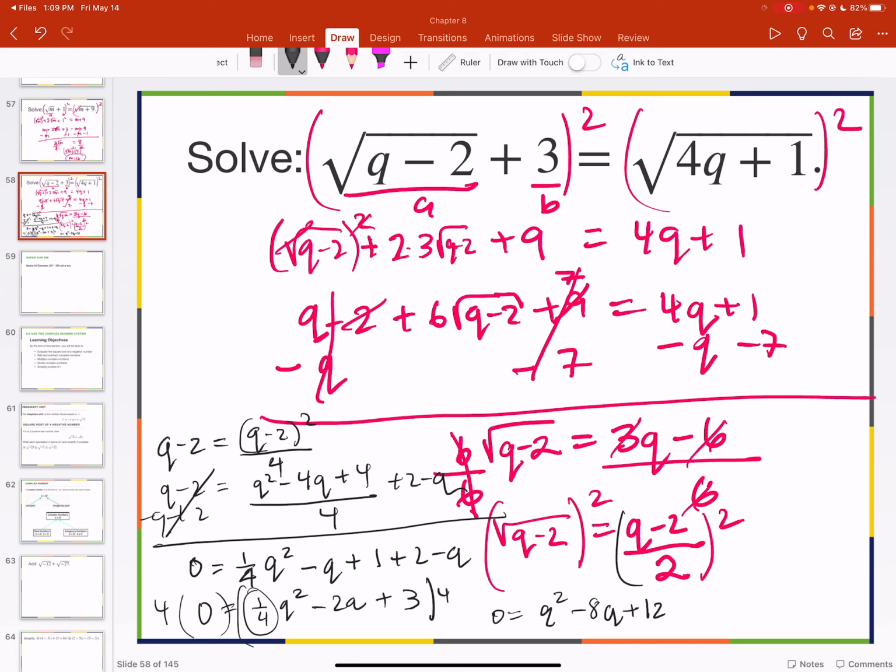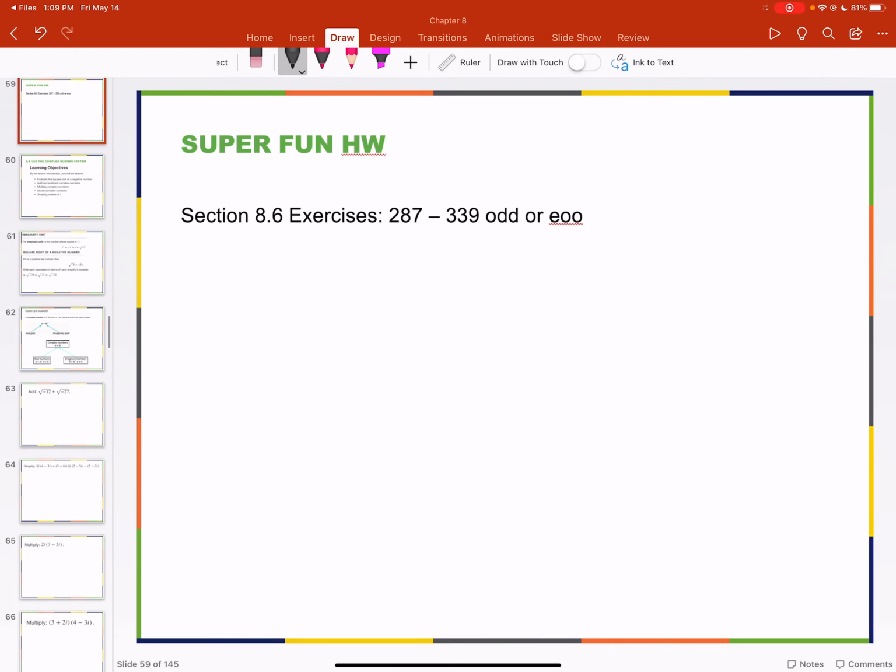So this simplifies to q minus 6 and q minus 2. You can check me. Yeah, so then q is going to equal 6 and positive 2. And that's it. Okay, that's it for section 8.6.